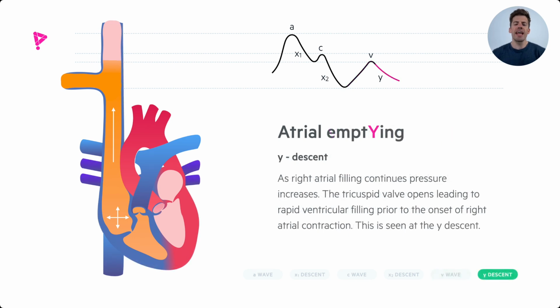And then finally we have atrial emptying, which is the Y descent. As right atrial filling continues, pressure increases. The tricuspid valve then opens, leading to rapid ventricular filling prior to the onset of right atrial contraction. Therefore this is seen as the Y descent. So this completes all the different components of the JVP waveform during the cardiac cycle.